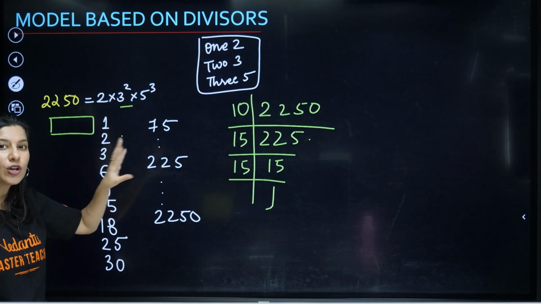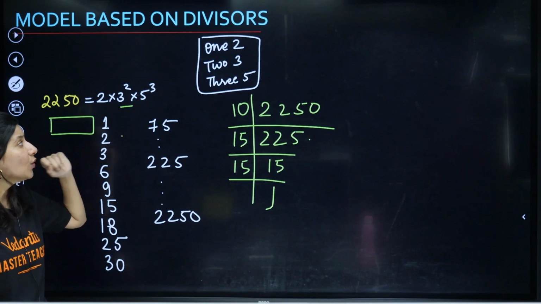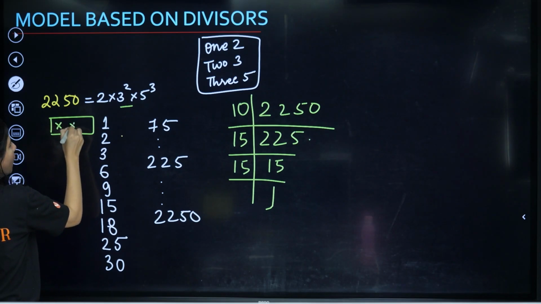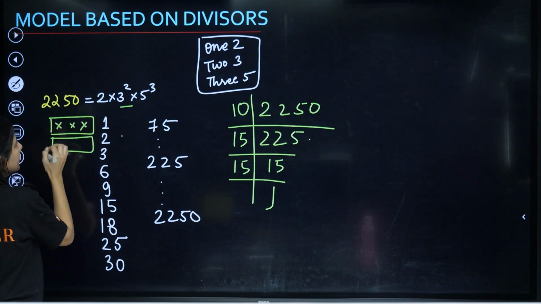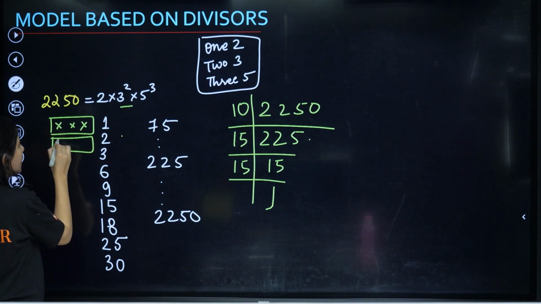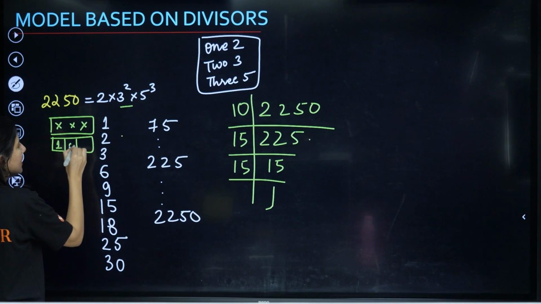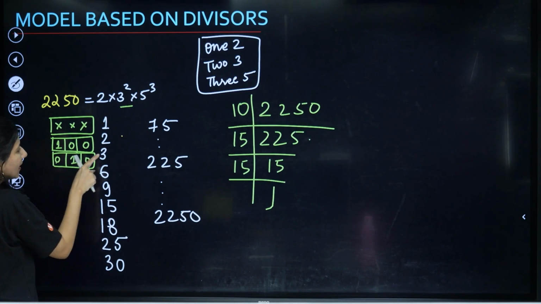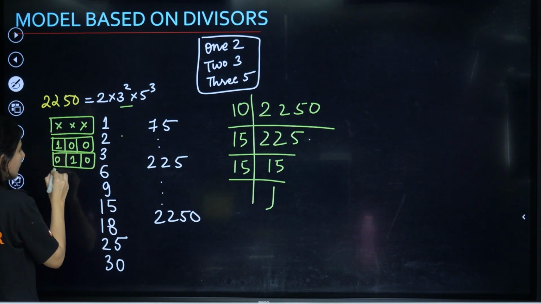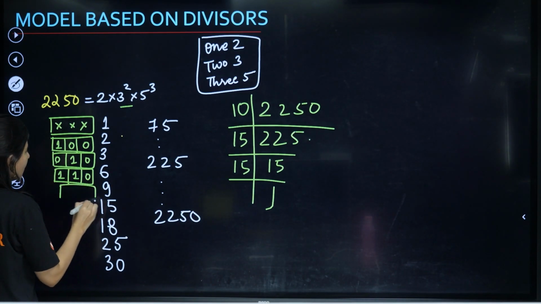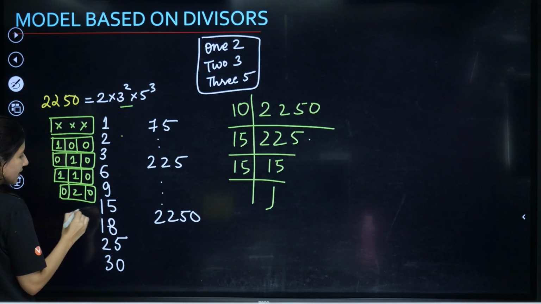So 1 means you have not taken 2, you have not taken 3, you have not taken 5 as well. So basically you have not taken any of these. That is 2 taken 0 times, 3 taken 0 times and 5 taken 0 times. Here 2 is taken 1 time, 3 is taken 0 times and 5 is taken 0 times. 3 means 0, 1, 0. 2 is taken 0 times, 3 is taken 1 time and 5 is not taken. Now what about 6? So for 6, 2 taken once, 3 taken once, 5 taken 0. What about 9? So 0, 2, 0. 3 taken twice. What about 15?